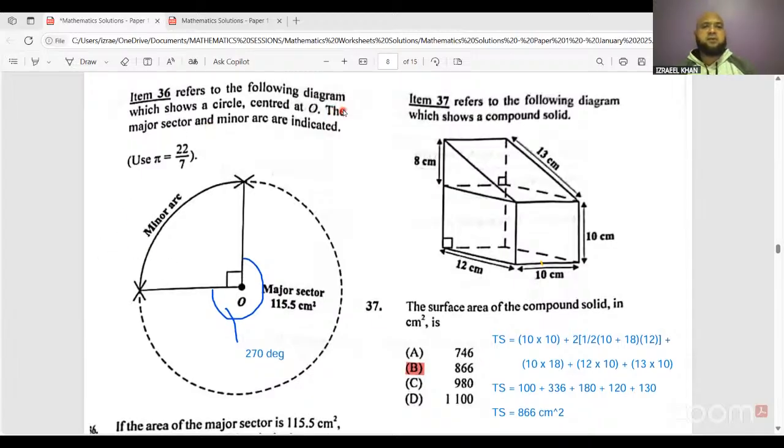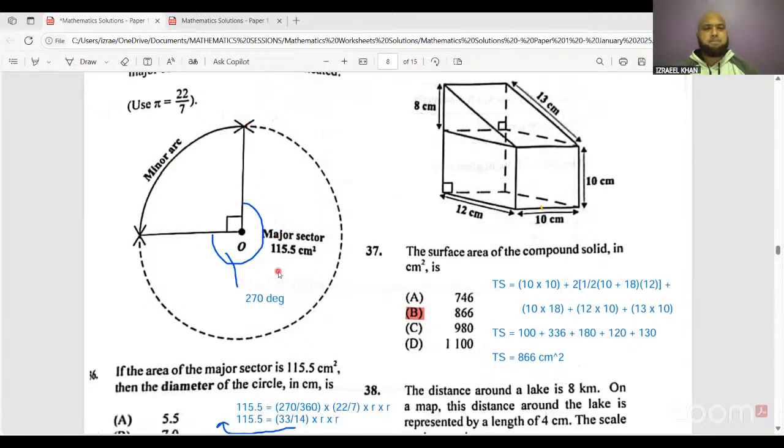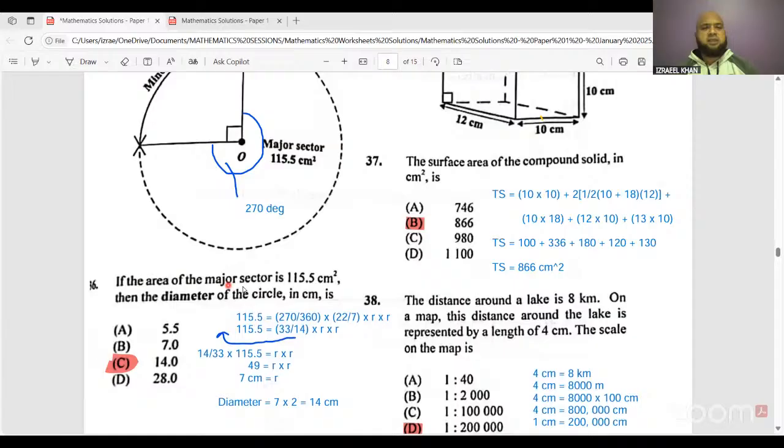Question 36 refers to the following diagram, which shows a circle centered at O. Major sector and minor arc are indicated. Pi is 22/7. So this is your major sector, and this is your minor arc. If the area of the major sector is 115.5 cm squared, then the diameter of the circle in cm is.